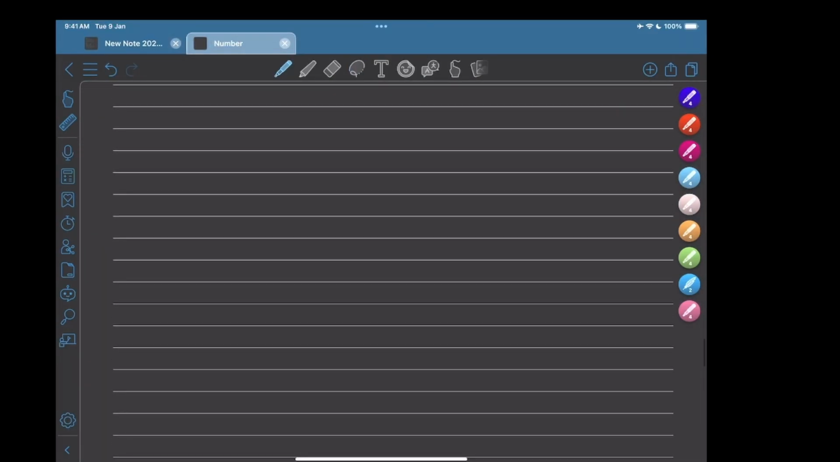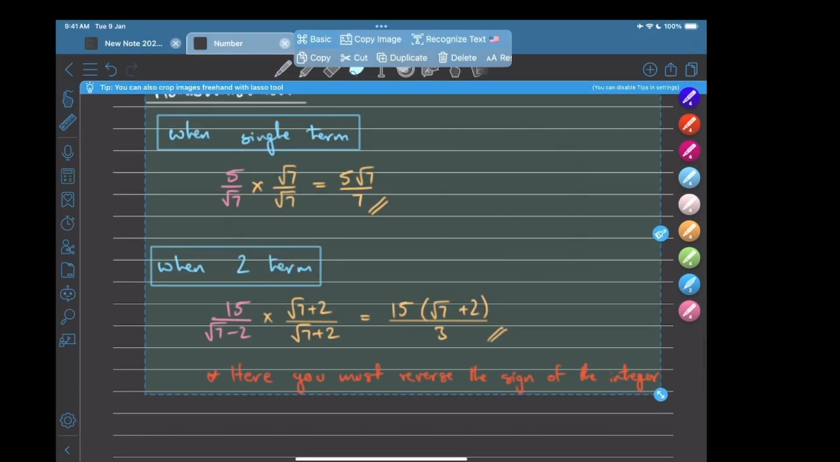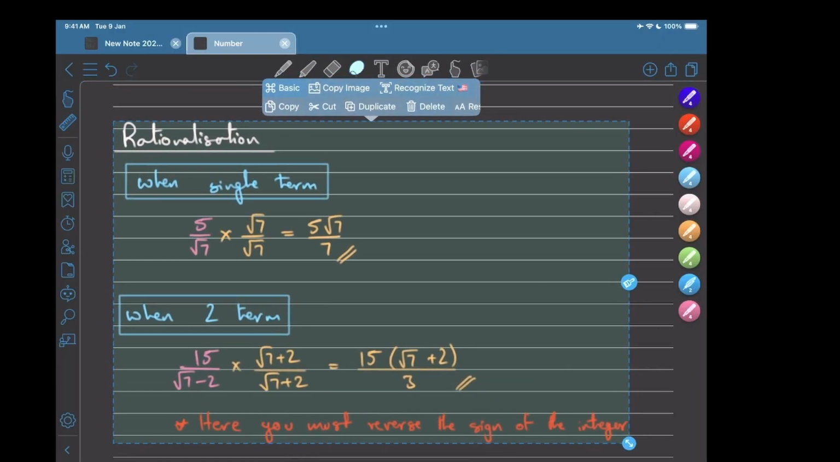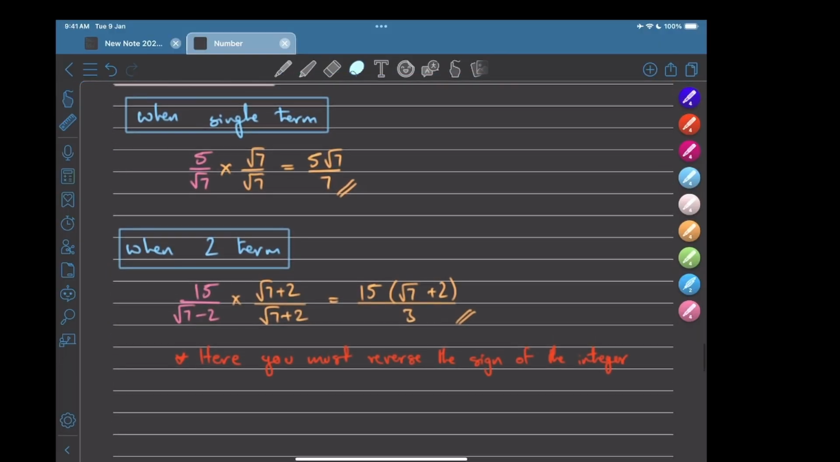Rationalization. All right, now let's begin the topic of rationalization. There will be two cases. They will give you two scenarios, two types of question, type A and type B. In type A, they will give you only a single term, so this is the way that you need to rationalize a single term.